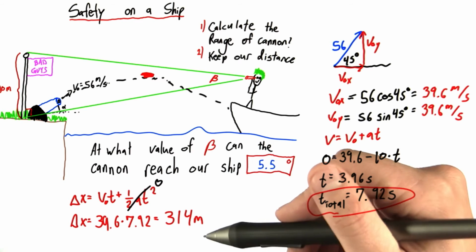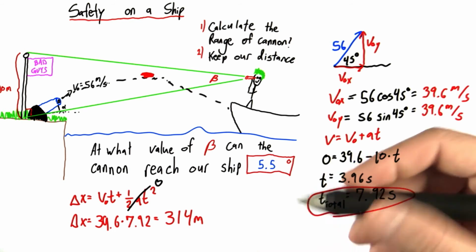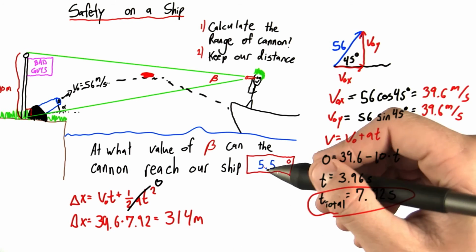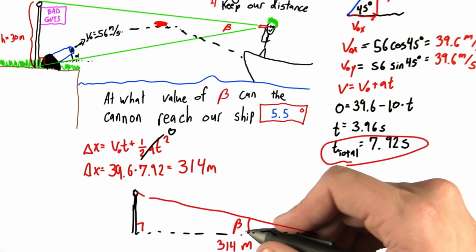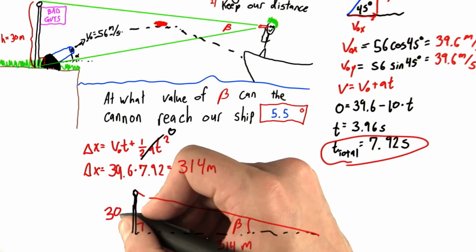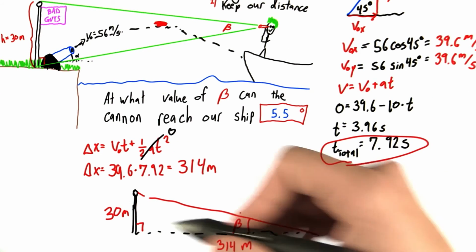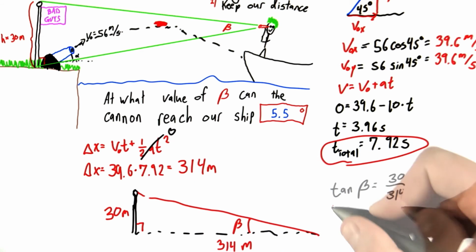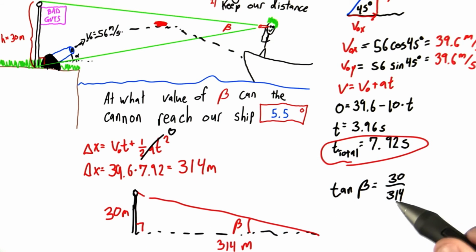If you got this far, good work. We're almost towards the end. Now we just need to convert this somehow into an angular size. Well, looking at this angle beta, we know this flagpole has a height of 30 meters. And in fact, it looks like we know the opposite and the adjacent sides. So we can write the tangent of beta is 30 over 314.